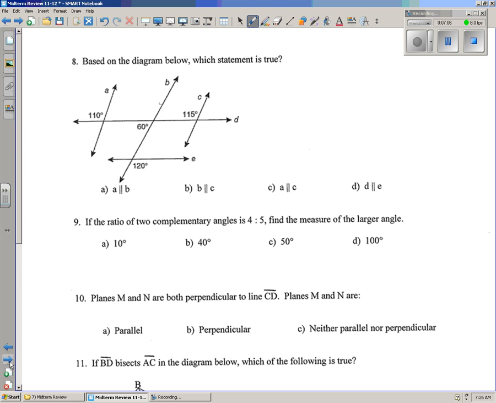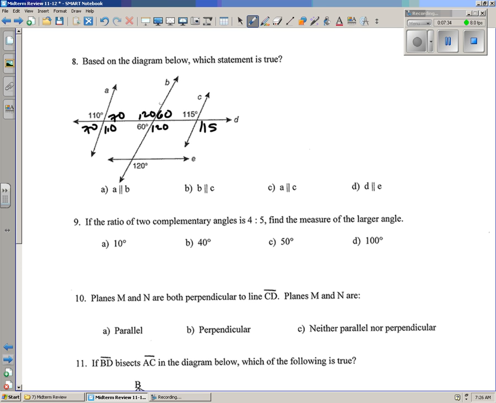Number 8 says, based on the diagram below, which statement is true? And they give you a bunch of parallel lines. So what you want to do is figure out all the angles. And if you remember, if the Foursquare game is the exact same game, then the lines are parallel. So let's see. 110 would give us 110 vertically, and 180 minus 110 would give us 70. So there's that situation. 60 vertical here, 180 minus 60, 120 for these guys.